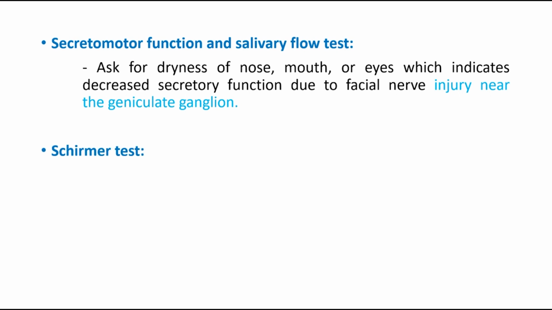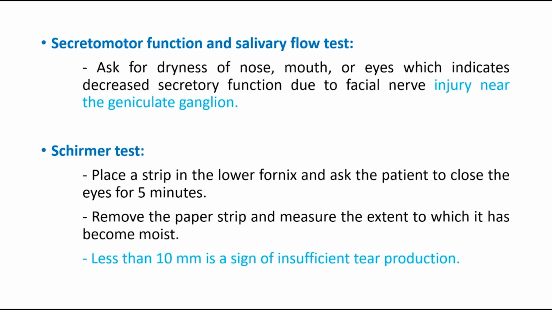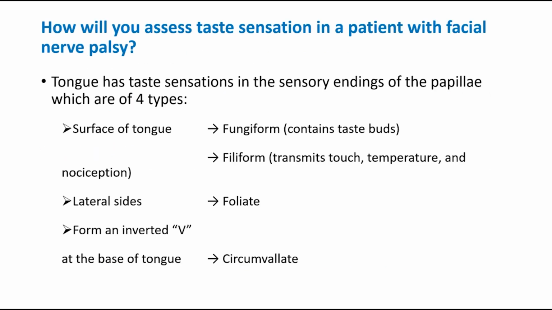You must perform the Schirmer's test. Place a strip in the lower fornix of the patient on the affected side. Ask him to close the eyes for 5 minutes. Then you take out the strip and measure the vertical extent to which it has become wet. If it is less than 10 millimeters, it indicates insufficient tear production. So, something about the taste sensation.